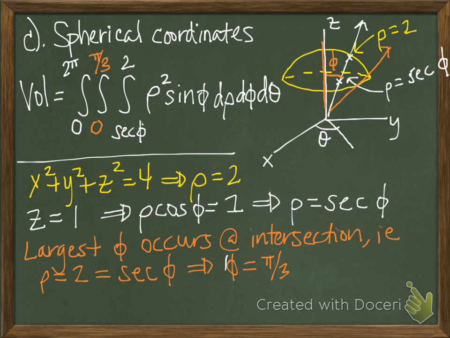Okay, so you can pick which of the 3 representations you'd like to actually evaluate. I'll leave that for an exercise for you. But when you do it, you should get that the volume is equal to 5 pi over 3. And that's it.